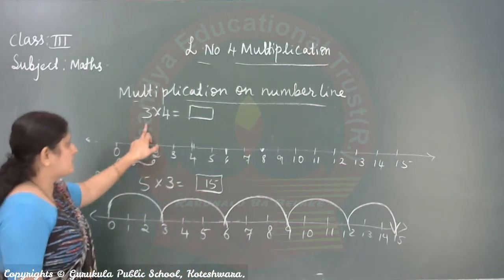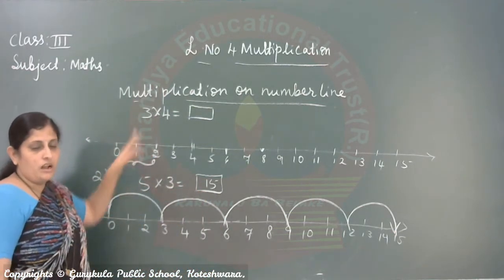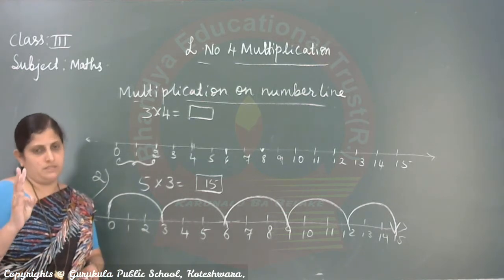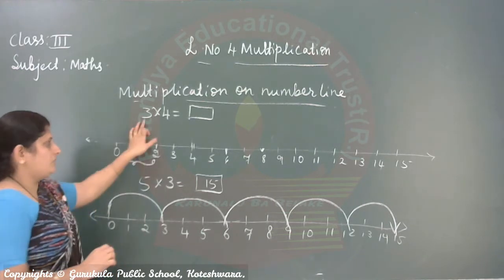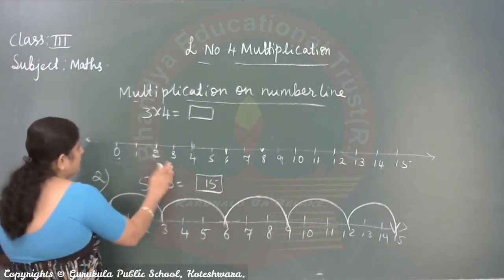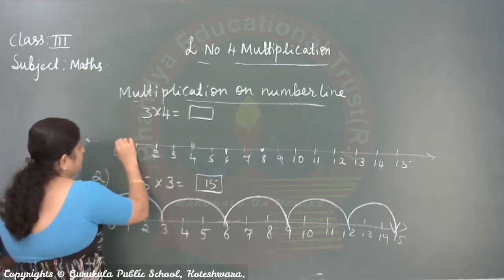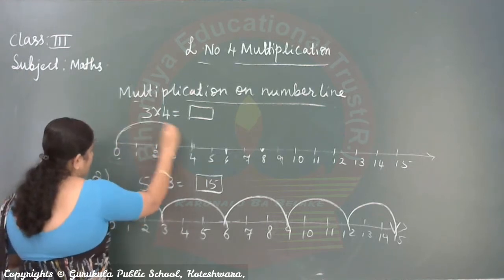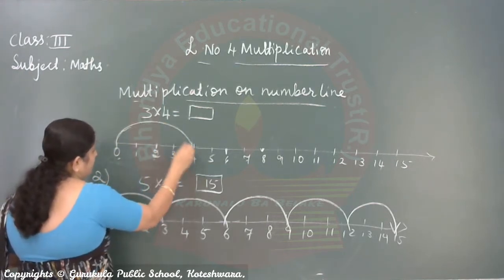So how many jumps do we have to take? 3 jumps. 3 jumps we have to take. How many steps? 4 steps. Start from here. You have to take how many jumps? 3 jumps for 4 steps. So here 1, 2, 3, 4 steps.